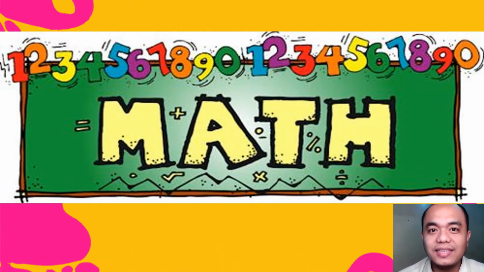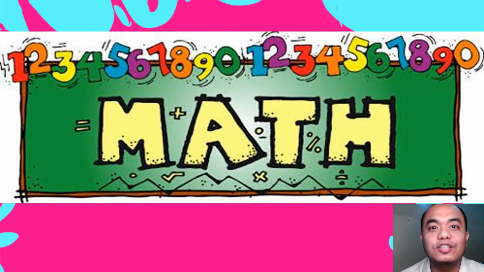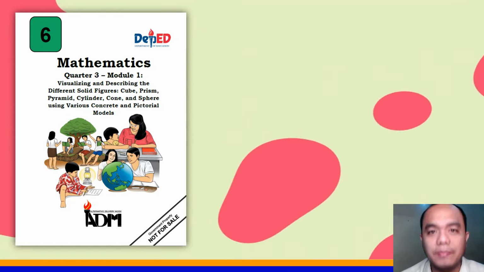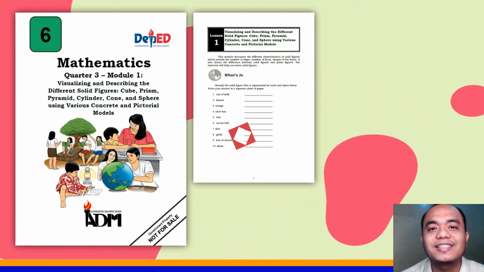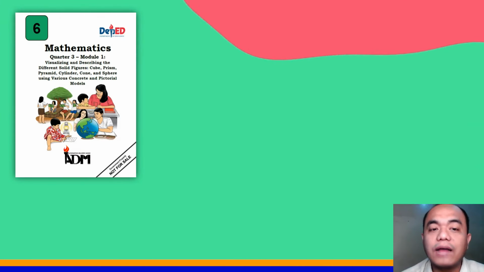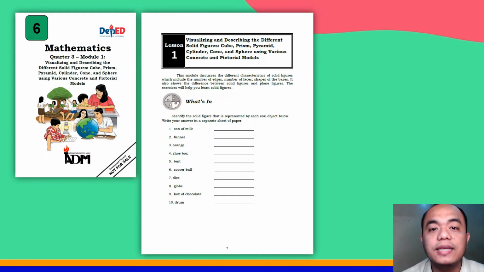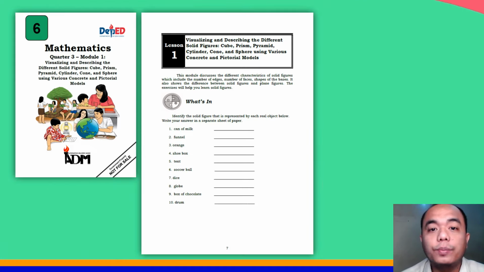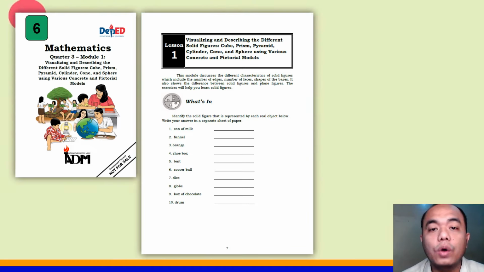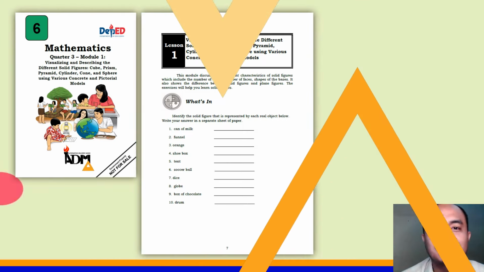Welcome to our Mathematics 6 class. Our lesson for this week is all about geometry. For this week's class, we will tackle your Module 1 in Mathematics 6. This module comprises 2 lessons. We will tackle first the first lesson of your Module 1 about visualizing and describing the different solid figures, particularly the cube, the prism, pyramid, cylinder, cone, and sphere, using various concrete and pictorial models.